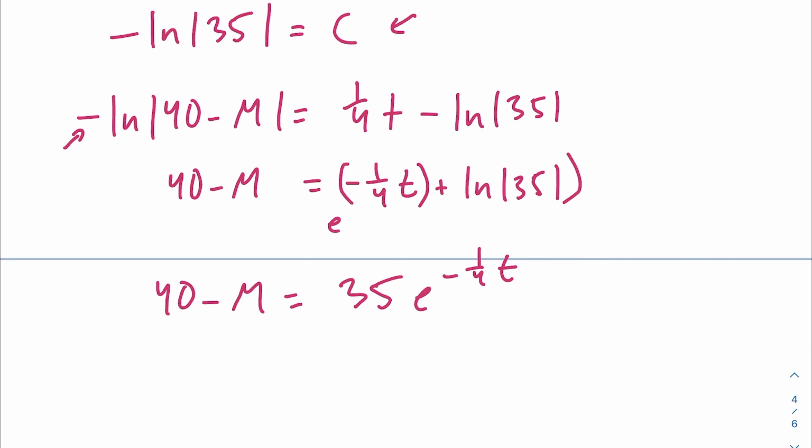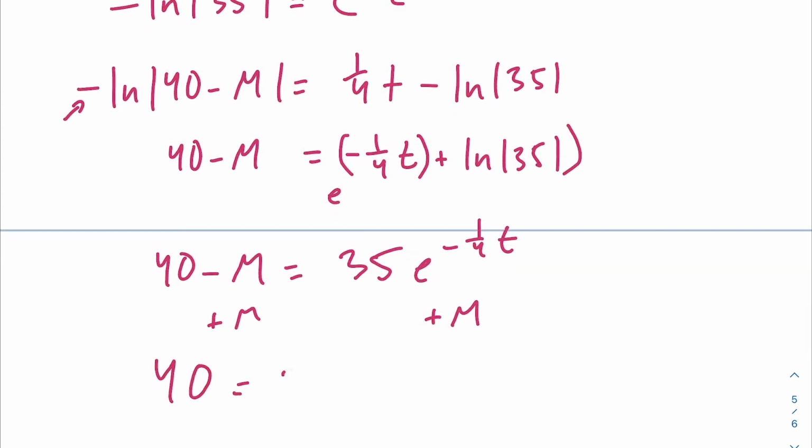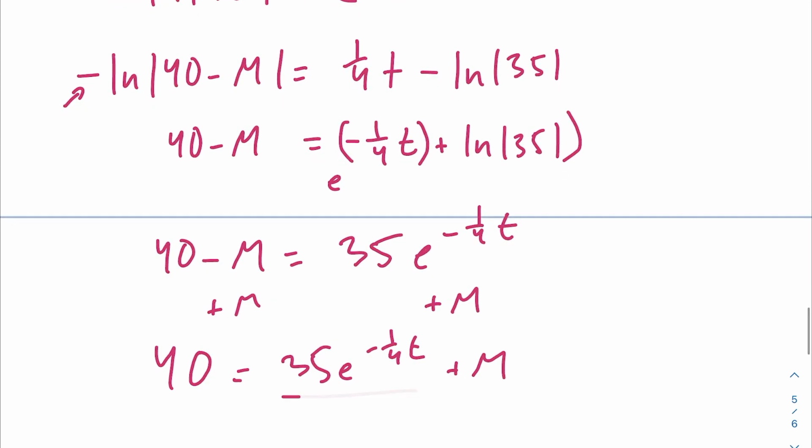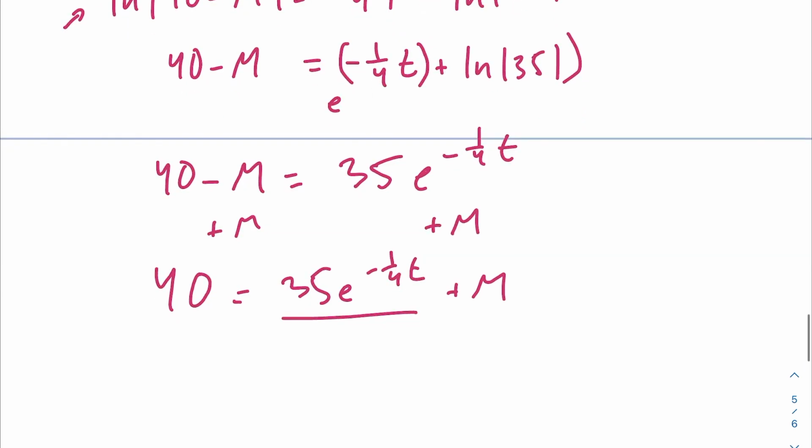We still have 40 minus m. We just want m. So we can add m to both sides. So we get 40 is equal to 35 e to the negative 1/4 t plus m. And now we just need to subtract this hunk of stuff to get just m on one side. So 40 minus 35 e to the negative 1/4 t is equal to m.